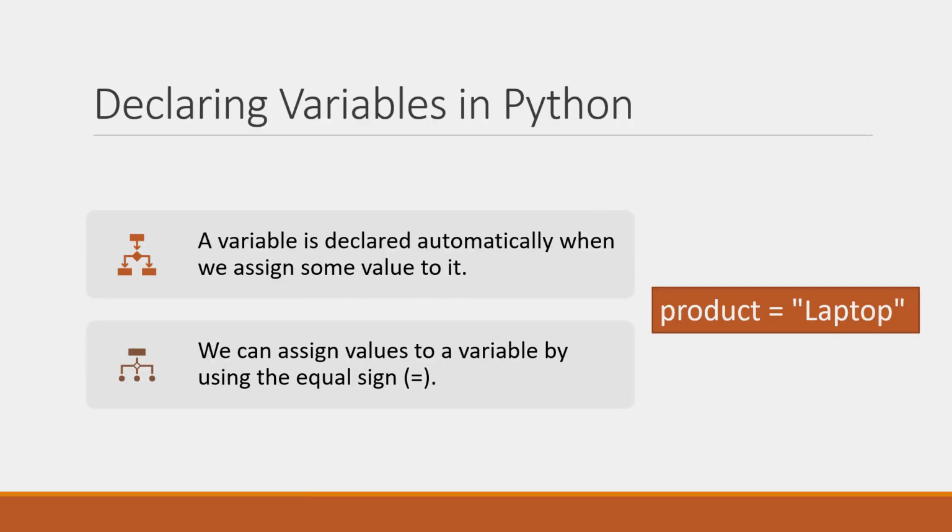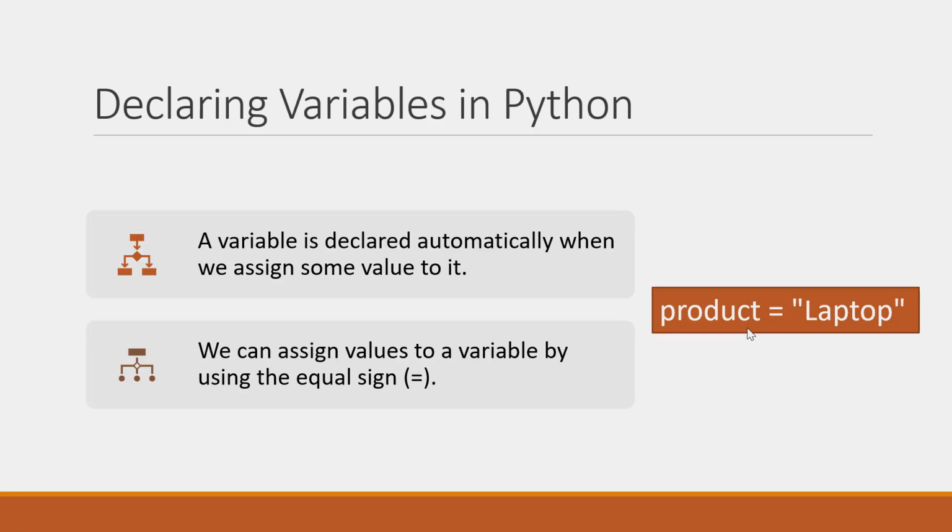So now that we got an overview of variables, let's understand how we can declare it. So in Python, variables do not require any explicit declaration. A variable is declared automatically when we assign some value to it, and we can assign values to a variable just by using the equal to sign. So the name of a variable appears on the left side of the equal to operator, and the value stored in the variable appears on the right side of the operator. So here you can see an example. So product is the variable name and laptop is a string type data stored in this variable.